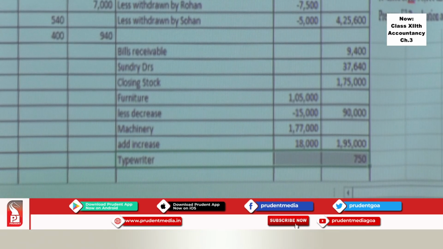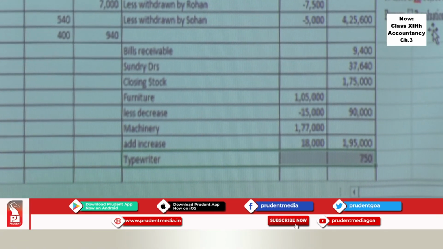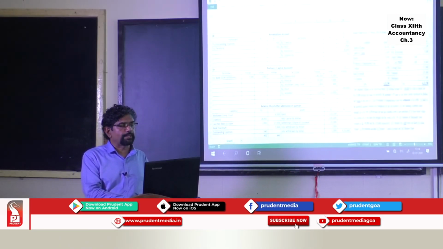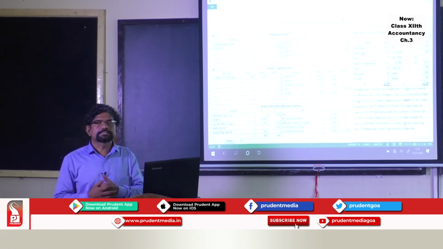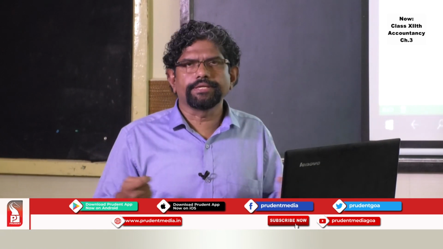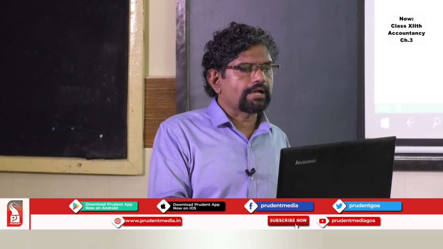Then creditors not likely to be claimed. All that we have done, we have taken up all the adjustments. Now we have to balance the accounts one by one. So this is the last step. You should balance the accounts at the end after recording all the items and adjustments. Finally, you can balance. Look at the revaluation account.